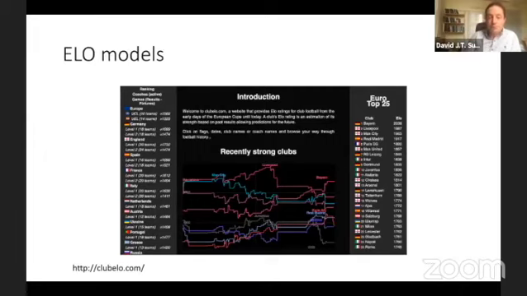ELO models, I'm not really going to go into the details of what they are, because I'm going to say that they don't really work for the purposes that we're interested in.